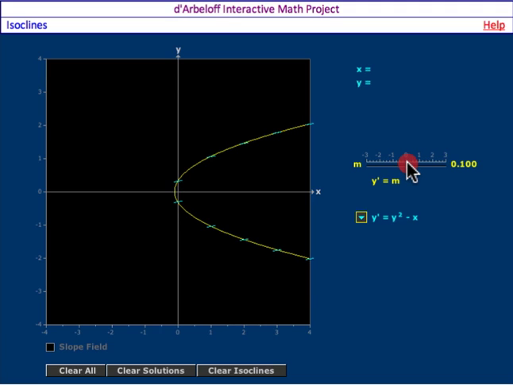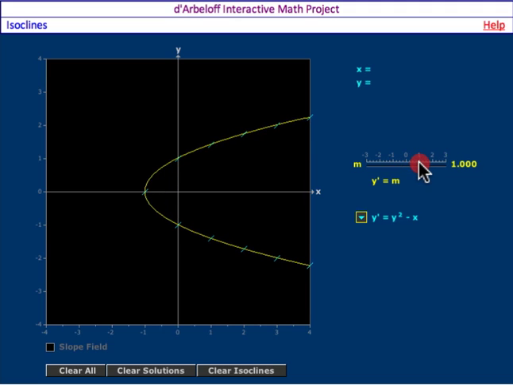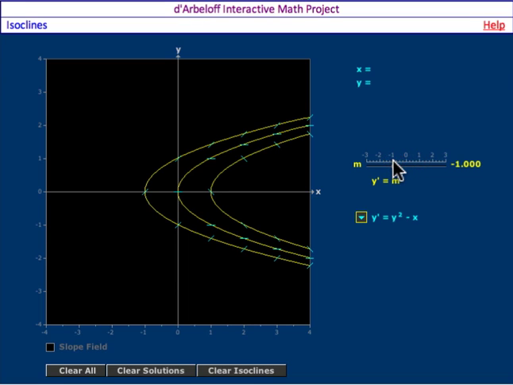Each one of these is a curve where y squared minus x equals m, or x equals y squared minus m. This is a parabola lying on its side with a vertex at x equals minus m. Let's draw the isocline for value 1, for example. I've now released the mouse key and the isocline is left behind. And I can easily draw in some other isoclines as well by clicking on different values of m and releasing the mouse key.